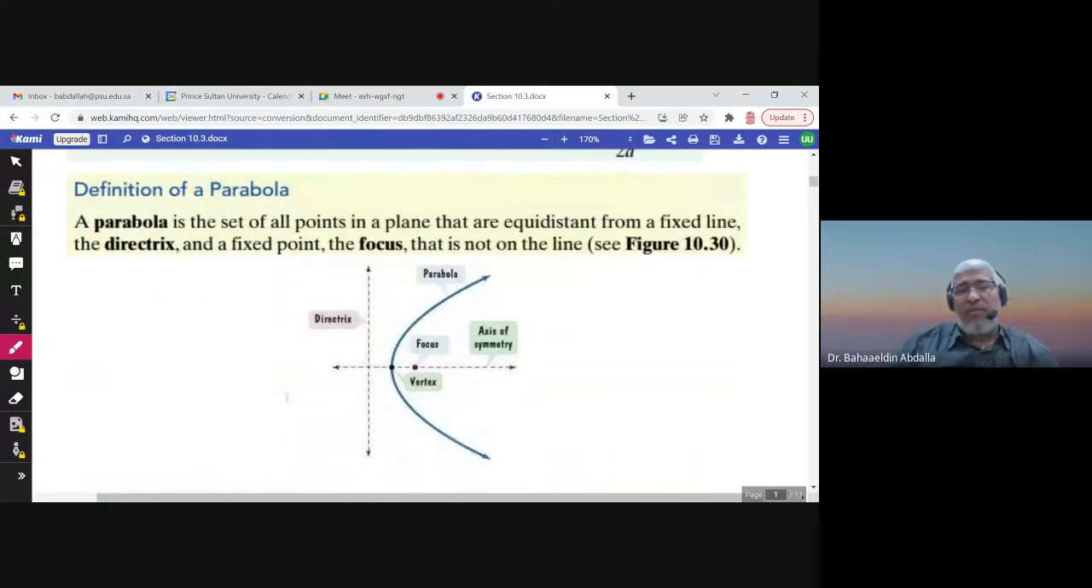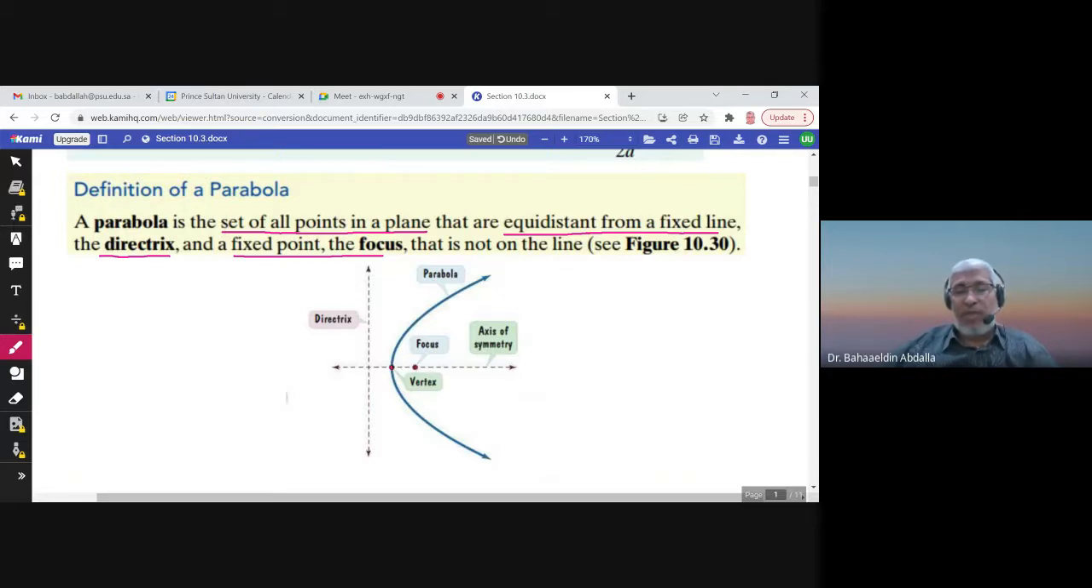Well, now the definition of the parabola in general: it is the set of all points in a plane that are equidistant from a fixed line called the directrix and a fixed point called the focus. And this point is not on the line. So here, this is the graph of a parabola. This is a horizontal parabola. We call this point the vertex.